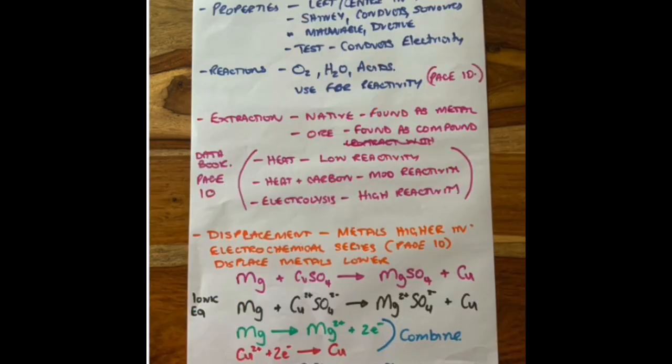Unit 3 starts with metals. Again, there's a lot of information here, and all you can do is try and learn it. Extraction: as I said, remember, page 10 of the data book, there's what's called the electrochemical series. Reactive ones are at the top, non-reactive ones are at the bottom. Just need to learn this material. There's not much else we can do about that.